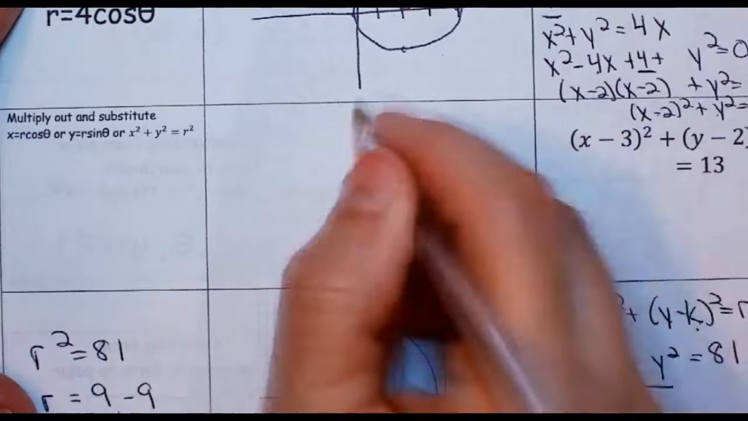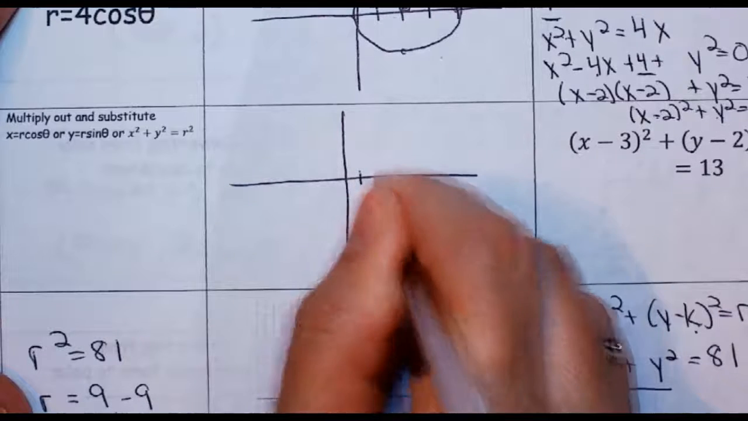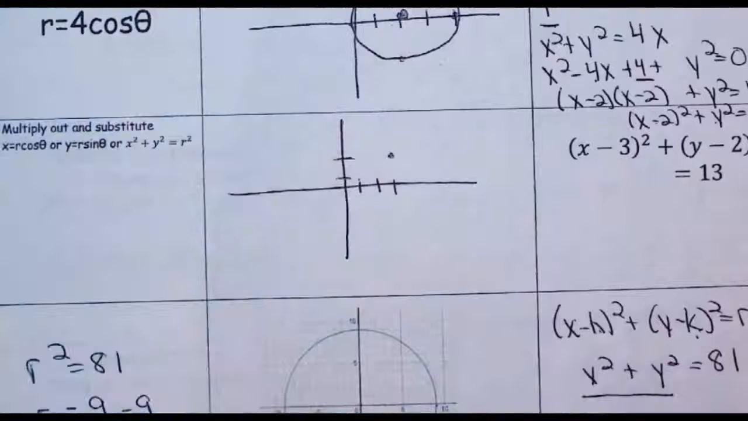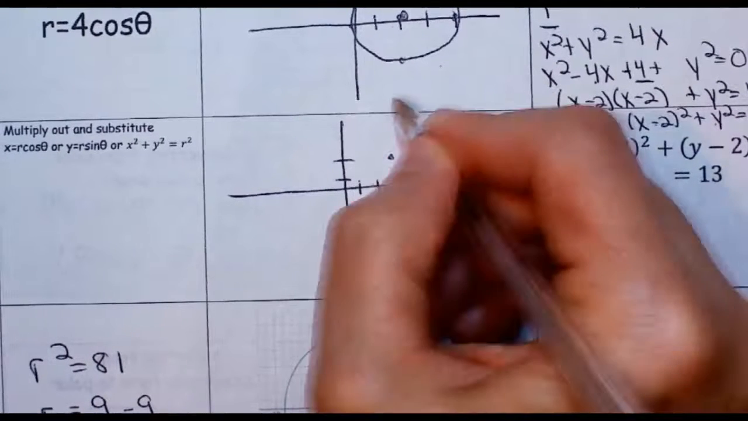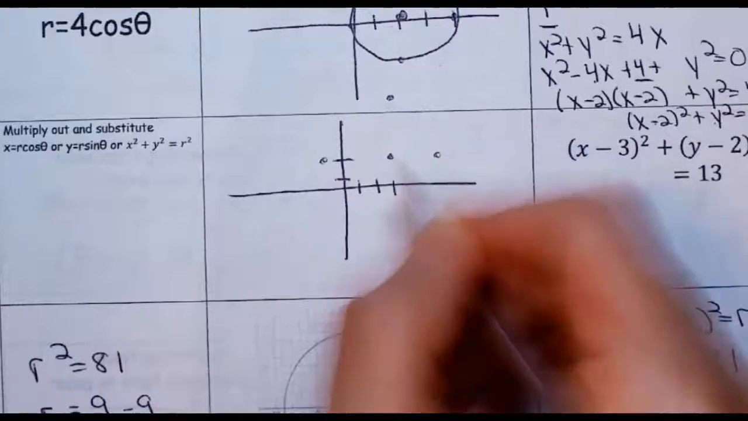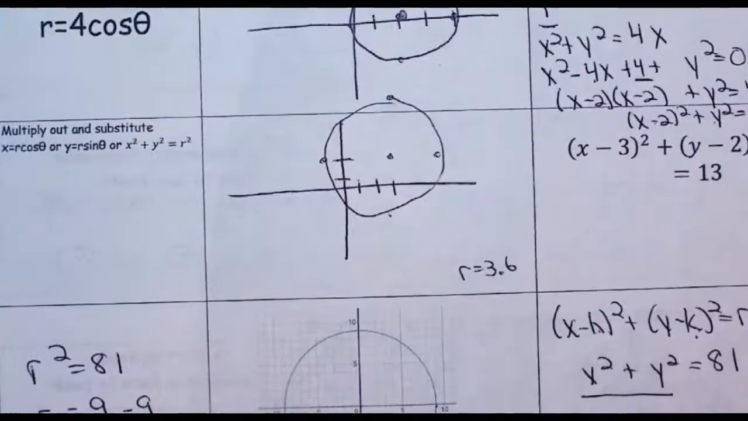So we've got the center of our circle is (3, 2), and our radius would be radical 13. Let's go get an approximation for that. It's about 3.6. So again, that means I'd go roughly 3.6 left and right, up and down, and again, let's go sketch out our circle.